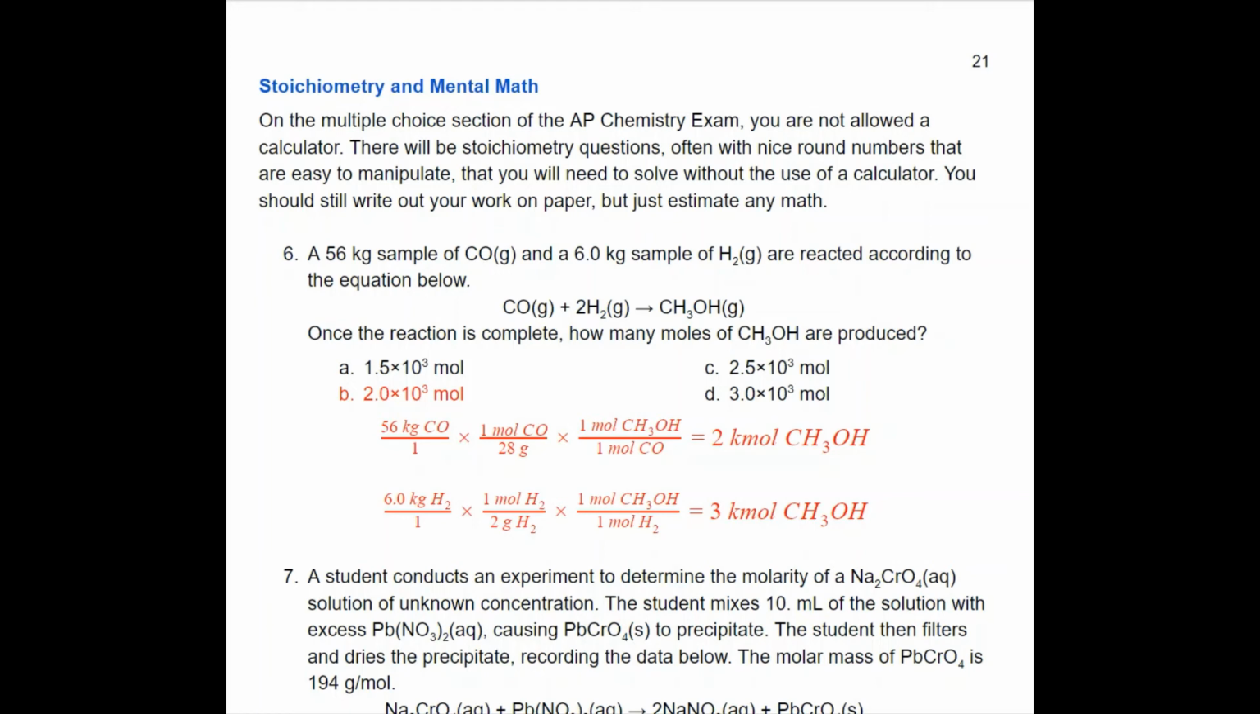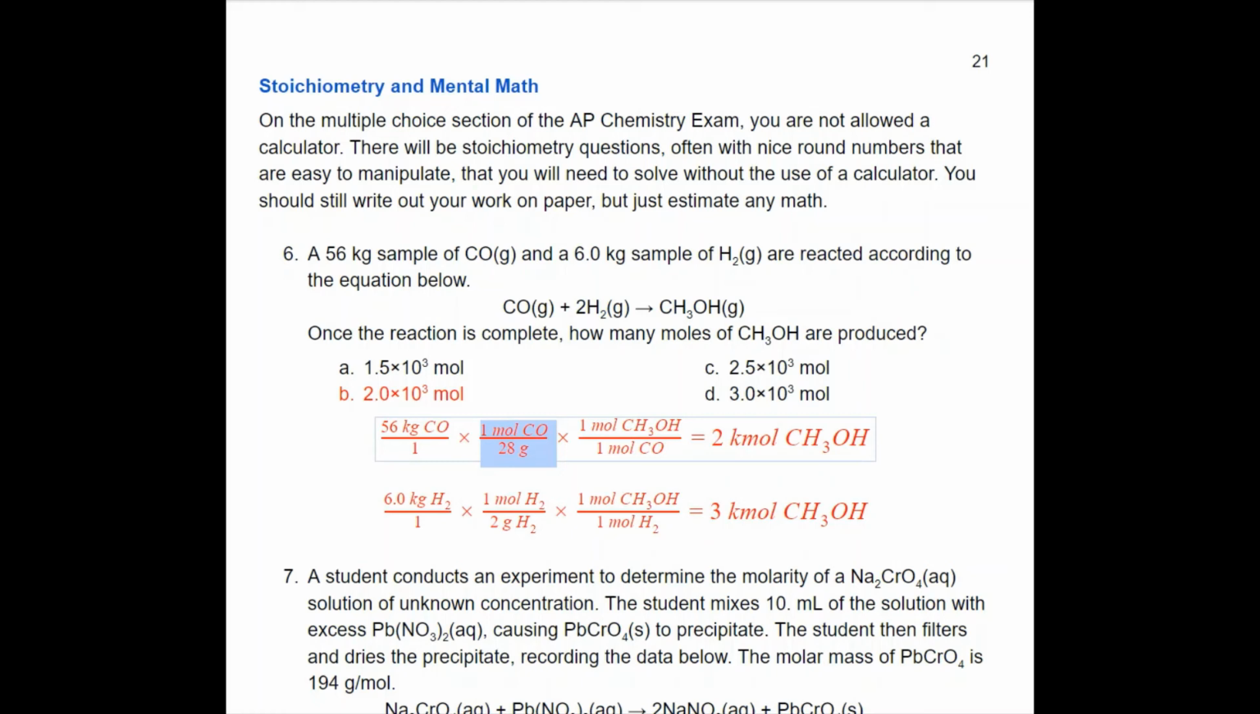So for my first question here, we have 56 kilograms of carbon monoxide and 6 kilograms of hydrogen. I want to know how many moles of my product, which is methanol, can be produced. So I'm just going to convert my grams of CO into moles. I'm going to leave the kilo there. I don't need to worry about that, because all of my answers are some number times 10 to the 3, so they're all in moles here anyway.